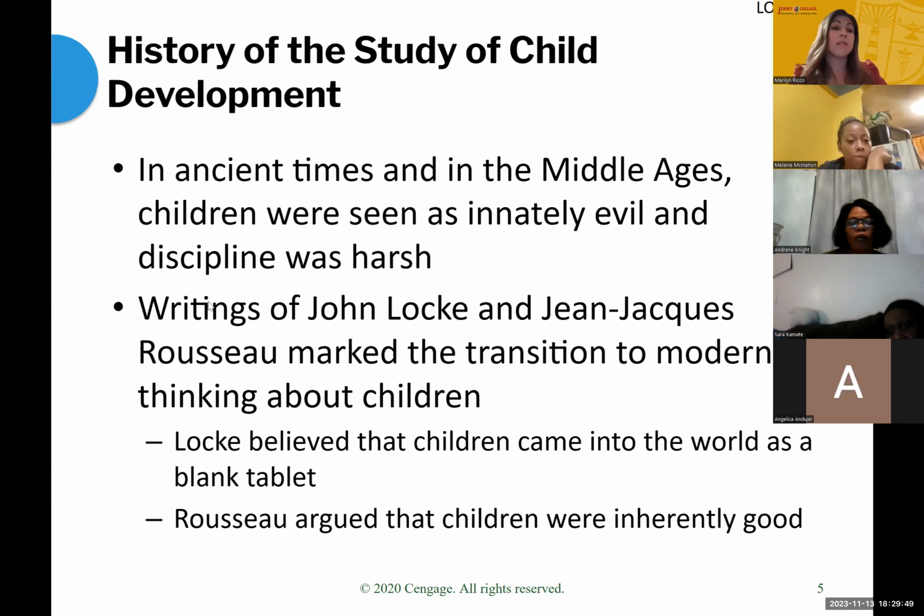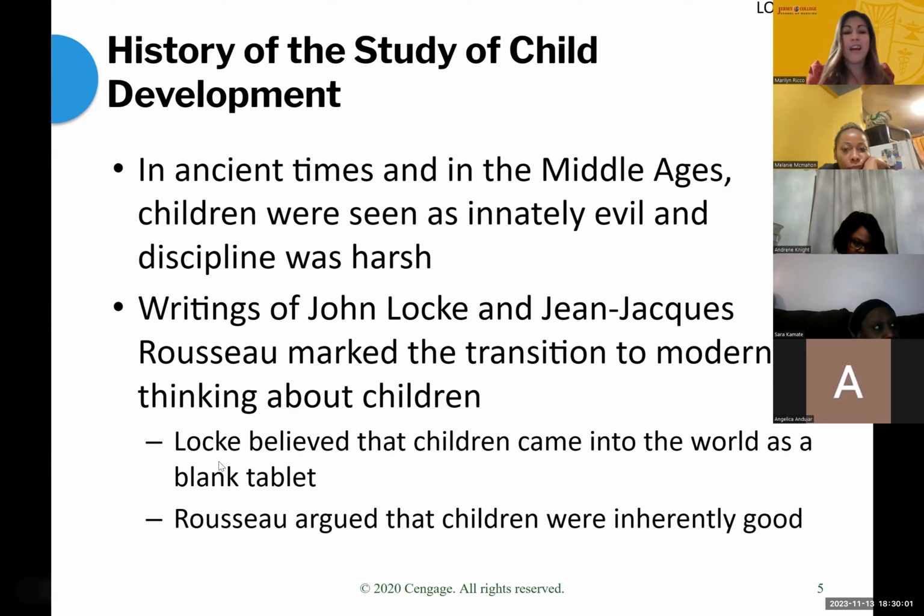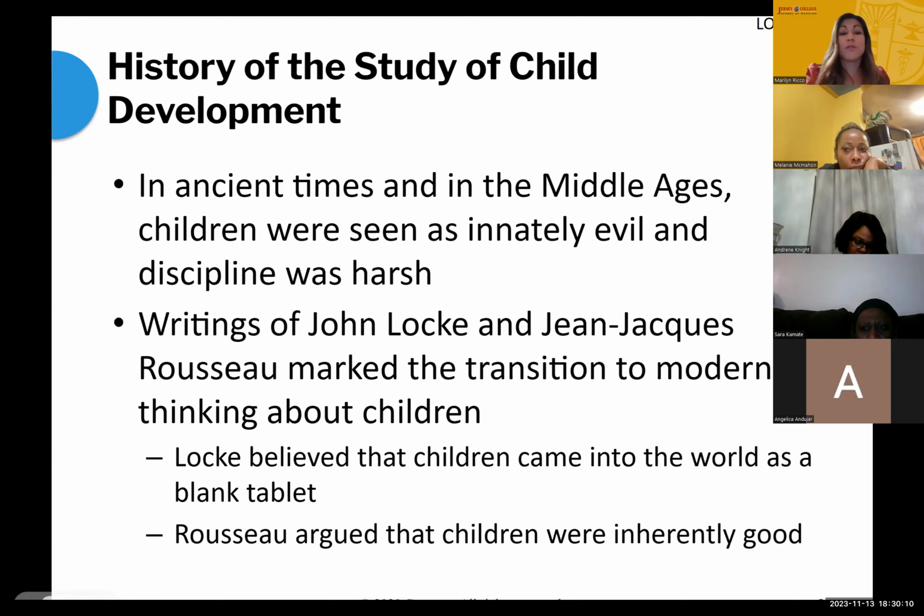It wasn't until John Locke and Jean-Jacques Rousseau, these theorists, came along and said, no, children are not evil. They actually come into this world as blank slates. They're a blank tablet. They're blank, right? But they become, it says, Rousseau argued that children were inherently good. So he actually says that they're a blank tablet and they come in as good people. We are what make them bad and evil because they learn from us.